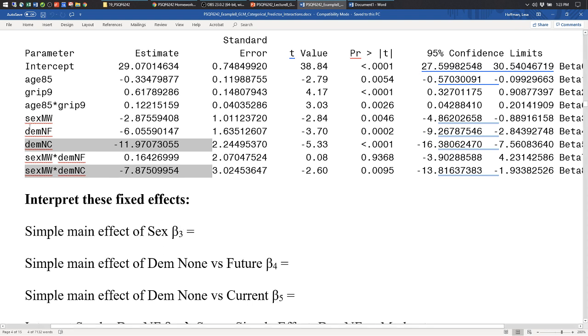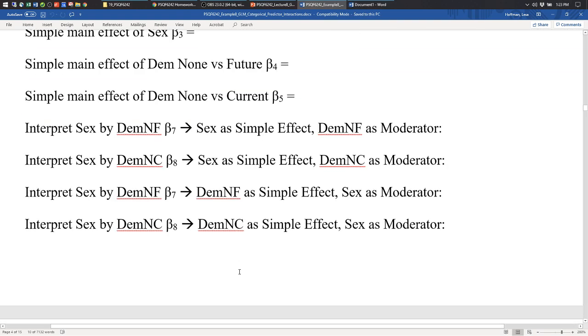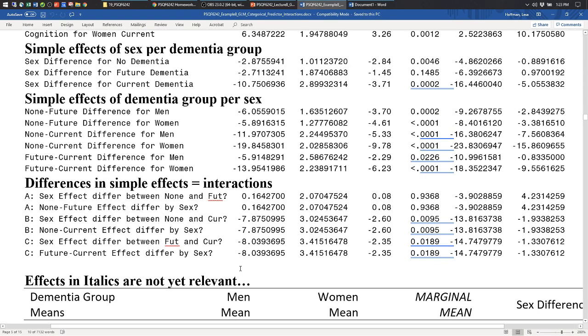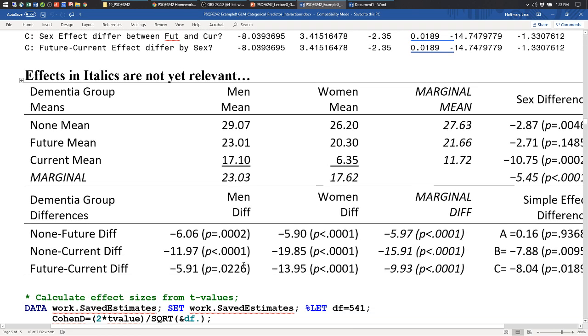And the one that's missing is the difference in these two. That would be how the gender difference varies from future to current, or how the future-current difference differs by gender. So the extra stuff is all right here. So now you know how to do categorical interactions.